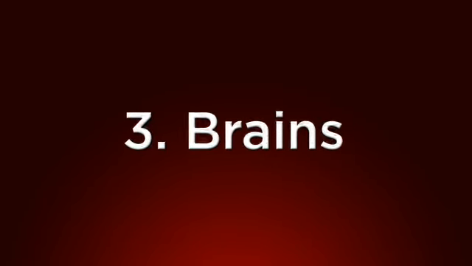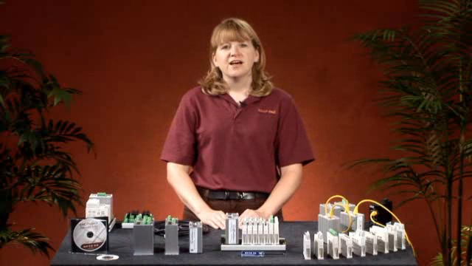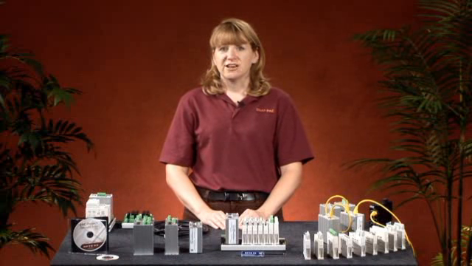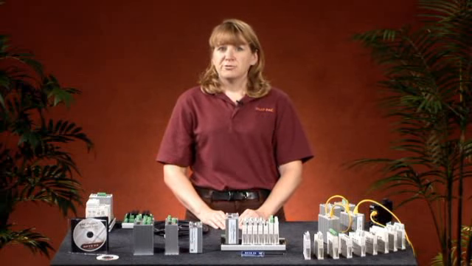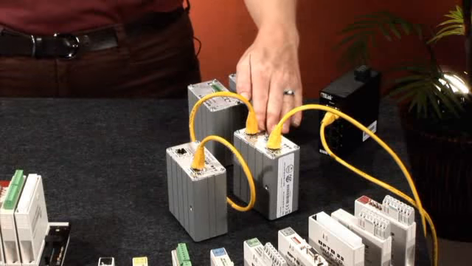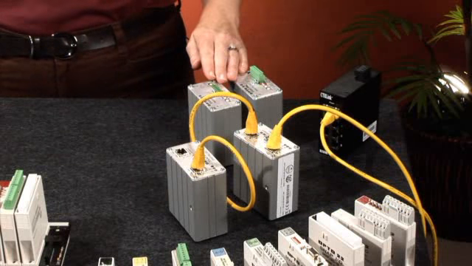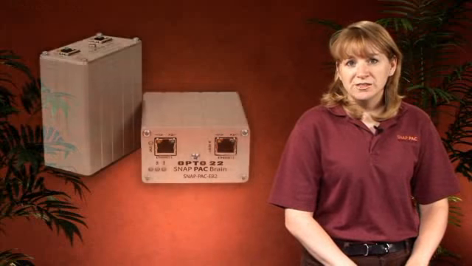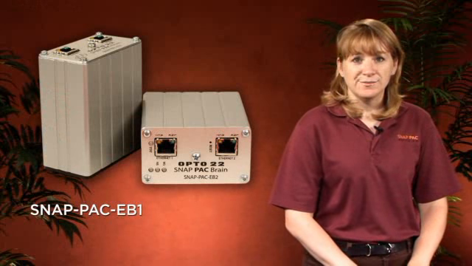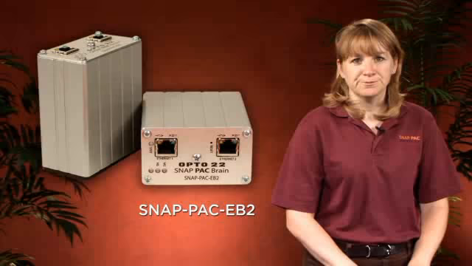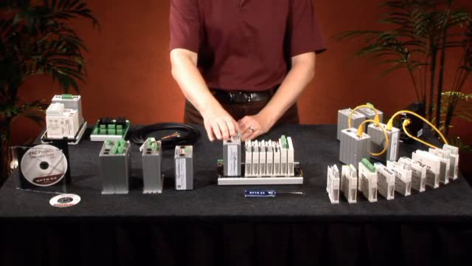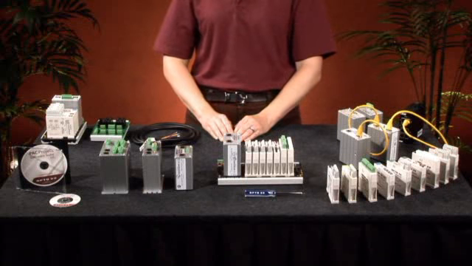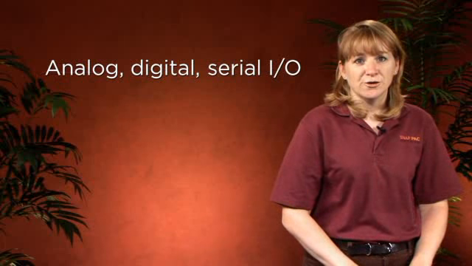The third part of the SnapPAC system is brains. We call our I/O processors brains because they provide a lot of distributed local intelligence and control. SnapPAC brains are available with Ethernet networking or RS-485 serial networking. There are 2 Ethernet-based brains, the SnapPAC EB1 and the SnapPAC EB2. The EB1 supports high-speed digital functions, while the EB2 does not. But both handle analog, digital, and serial I/O.